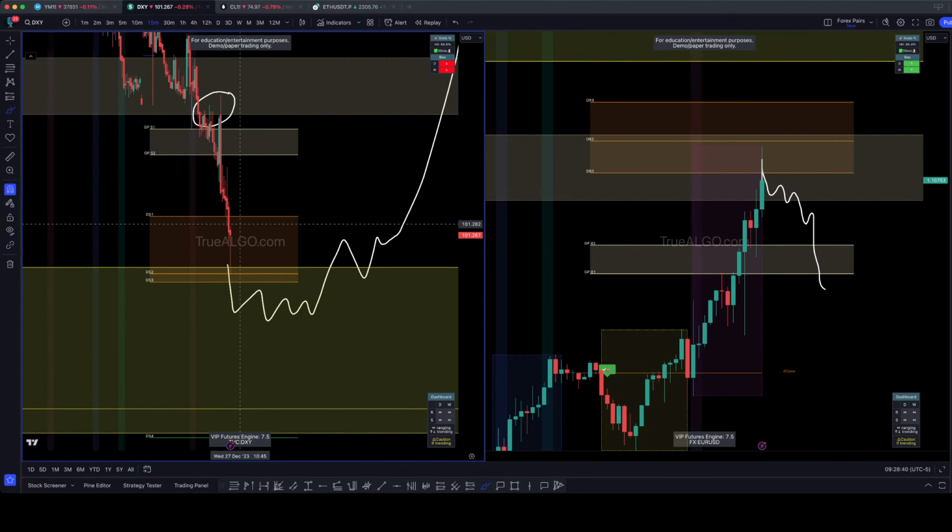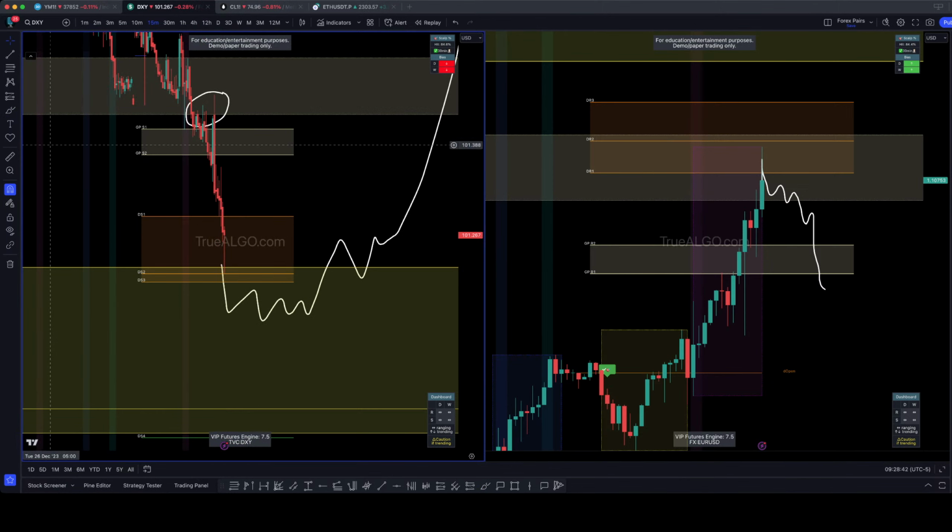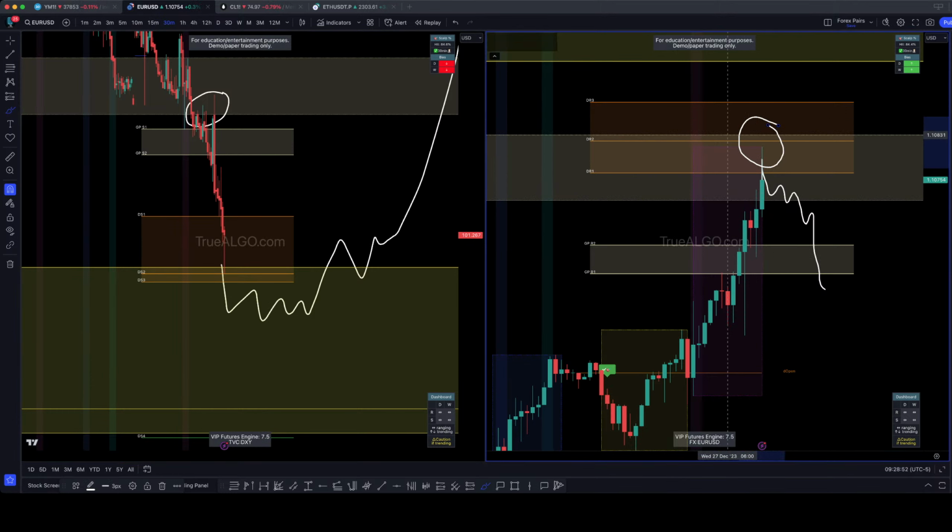So this is how you can build confluence if you're someone who struggles to build confluence. This is on a day where you expect price to look to build bullishness on DXY before it trends bearish. At the same exact time, on the right side of the screen, the euro is smacking into the opposite, which means it's looking for places on a day to now flip bearish until it starts to trend bullish.